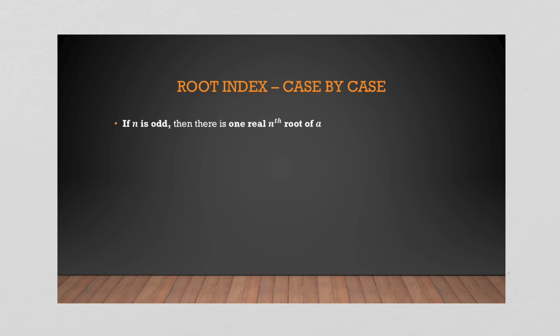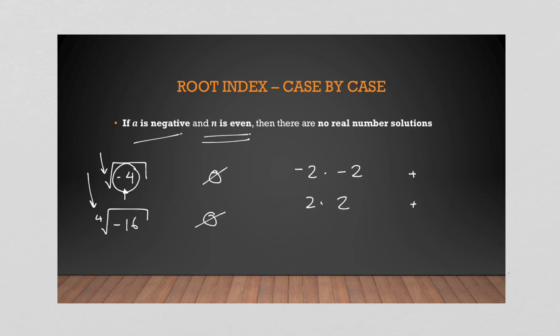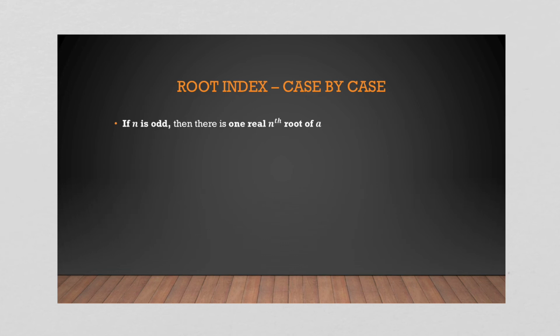And the last one is if the root is odd. So sorry, let me jump back for a second. If a is negative, so if this value is negative and n is even, there's no solution, whereas here now we're saying if n is odd. So if n is odd, so we have a cube root or a fifth root, for instance, it doesn't matter if it's positive or negative underneath, because you're multiplying the same number by itself 3 times.